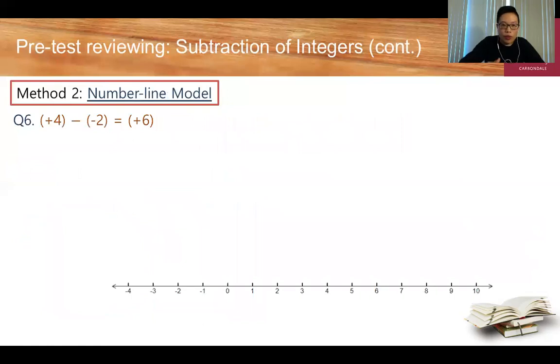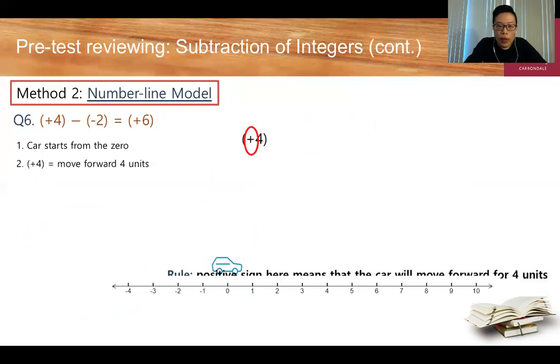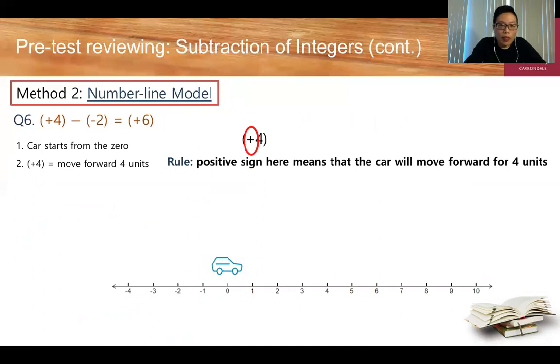All right, let's move to the number line model. Okay, the car here will start at 0 as usual. So positive 4 means the car will move forward 4 units. Okay, so the car right now moves forward 4 units.